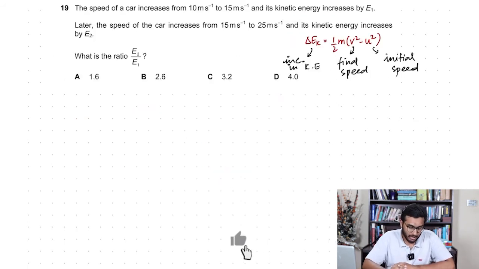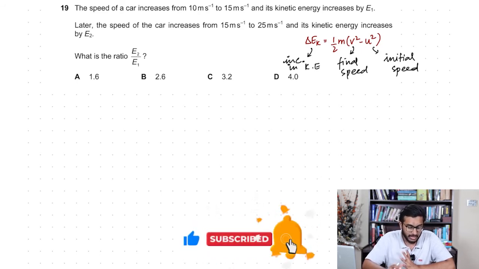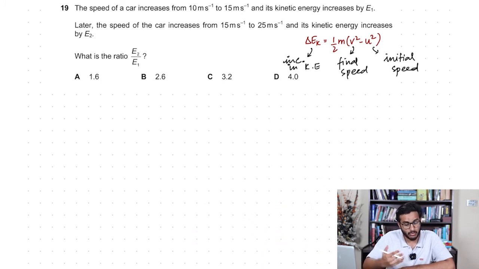So now we have our final question, in which it says that the speed of a car increases from 10 to 15 and its kinetic energy increases by E1. Later, the speed of the car increases from 15 to 25 and its kinetic energy increases by E2. What is the ratio of E2 to E1? I have written an equation over here for the change of kinetic energy, that is half m (v squared minus u squared), where delta Ek is the change of kinetic energy, which I can right now say is the increase, v is the final speed, and u is the initial speed.